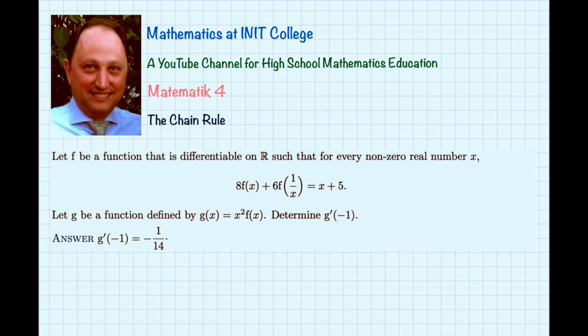I recommend you to pause the video at this point and try to solve the problem yourself first. If you do everything correctly, what you get as the answer is g prime of minus 1 equals minus 1 over 14. Okay, now we start solving the problem.